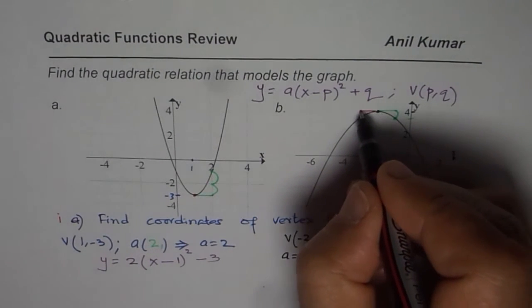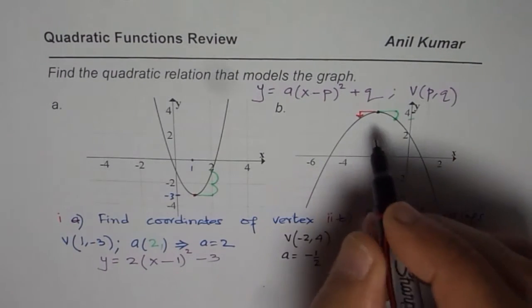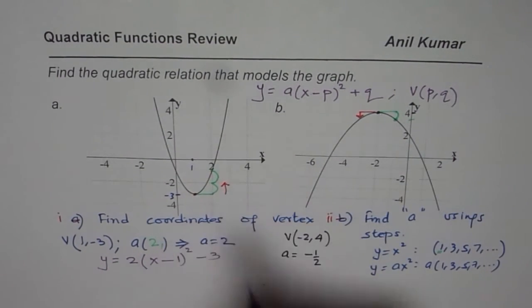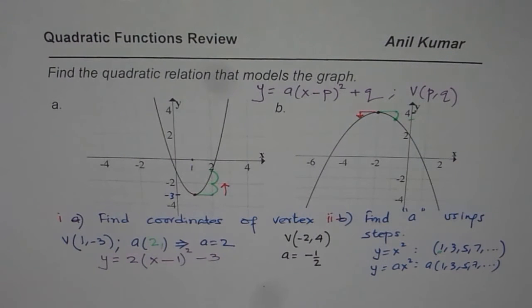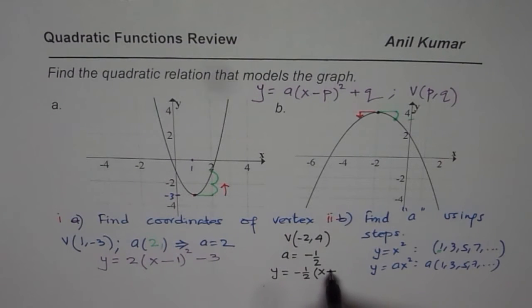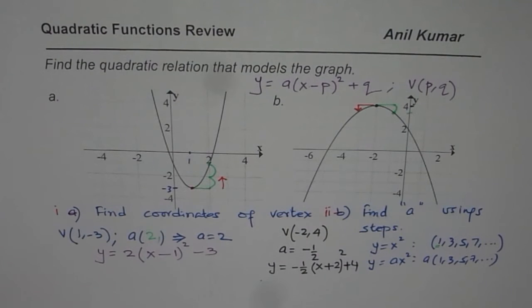So you see, if I move 1 unit, I'm going down. So if you're going downwards, a is negative. Here we were going upwards, a was positive. Do you get the point? So we can write this equation as y equals minus half (x minus minus 2). So that makes it plus 2, okay? And that's the q, plus 4. So we get our equation, correct? So that is how simple it is.